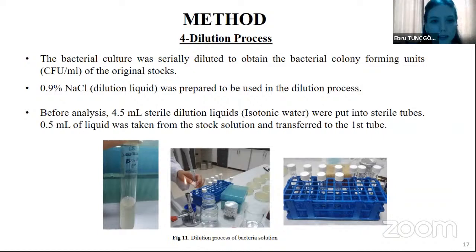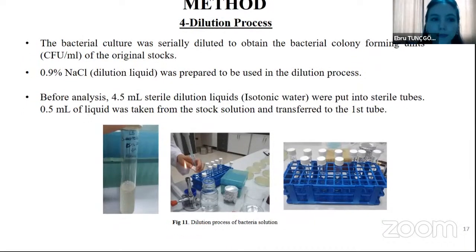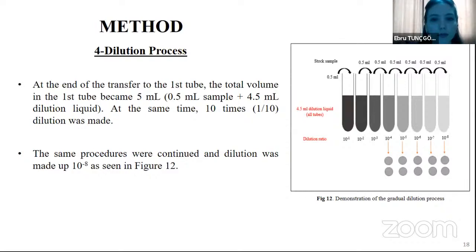0.9% sodium chloride dilution liquid was prepared to be used in the dilution process. Before the analysis, 4.5 milliliters of sterile dilution liquid were put into sterile tubes. 0.5 milliliter of the bacterial stock solution was taken and transferred to the first tube. At the end of the transfer, the total volume in the first tube became 5 milliliters. At the same time, a 10 times dilution was made. The same procedures were continued and the dilution was made up to 10 to the power negative 8, as seen in figure 12.